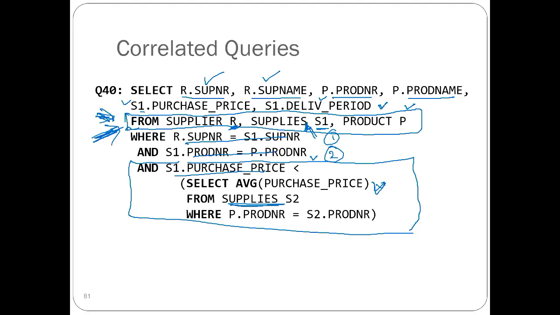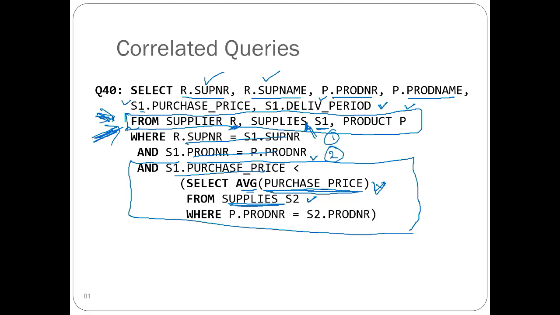That's the reason, if you look at this inner query, what do we have in the inner query? Select average of the purchase price. Where do you have the purchase price? In the table S2, from supplies S2. So in fact, in the whole query, the table supplies has been referred twice. Once in the outer query, given the name S1, and a second time inside the inner query where we are calling it S2.